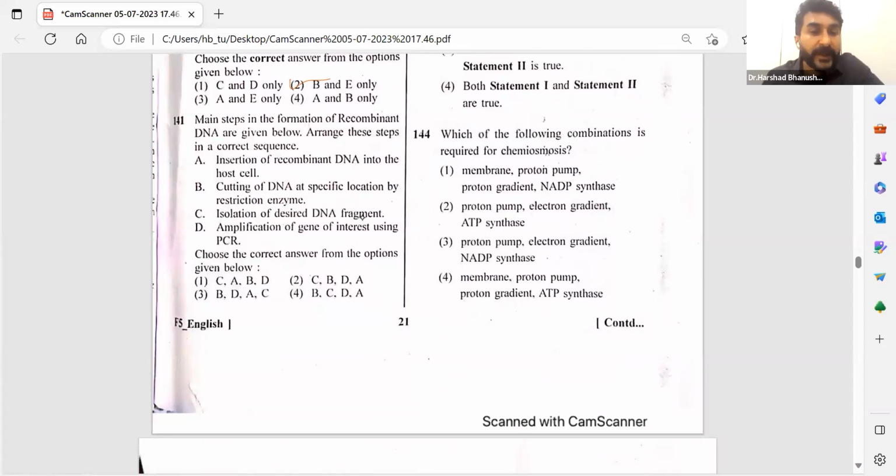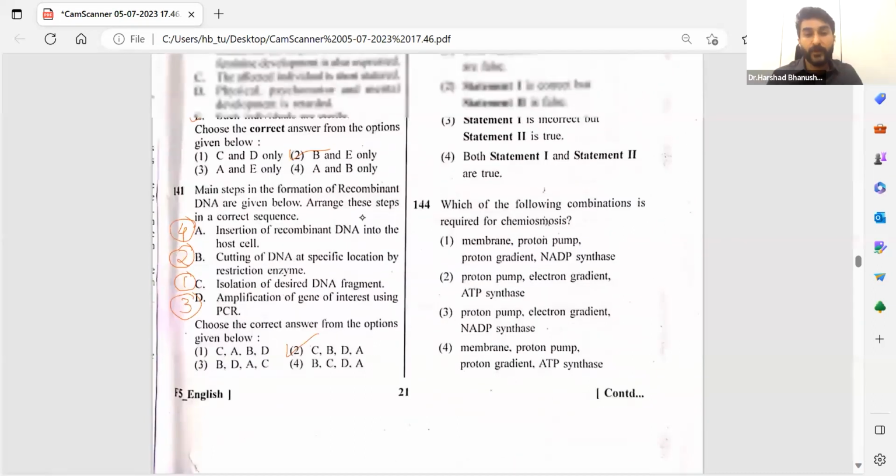Main steps involved in recombination. Find out the steps. What we would do first is we would isolate the DNA fragment. Then we will cut the DNA fragment at specific locations. Then we will amplify it. That is amplification using PCR. And then finally we insert it into the host. So it would be CBDA. CBDA is option number 2.